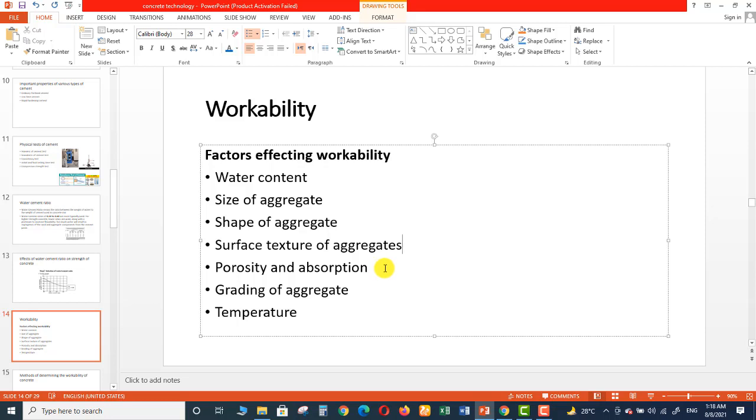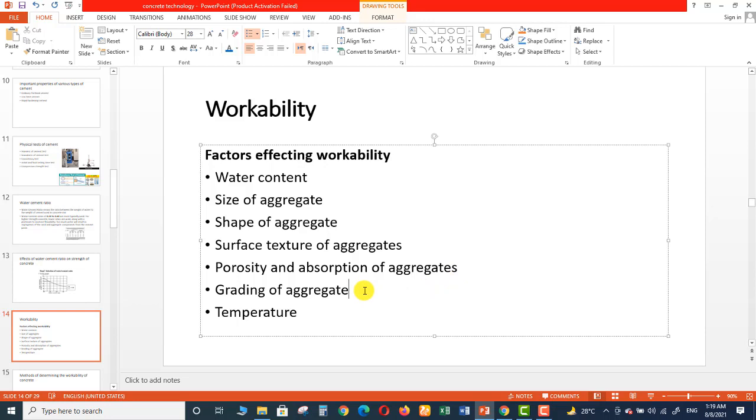So the next point is porosity and absorption of aggregates. What is the effect of porosity and absorption of aggregates on the workability of concrete? A porous and dry aggregate requires more water for lubrication as compared to a non-porous and saturated aggregate. In porous and dry aggregates, a portion of water added to the concrete mix is consumed to fill the pores, and thus workability is reduced. If it is porous, then it will reduce the workability. If it is non-porous or saturated aggregates, then it will increase the workability.